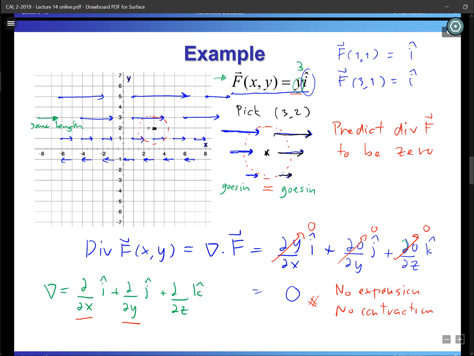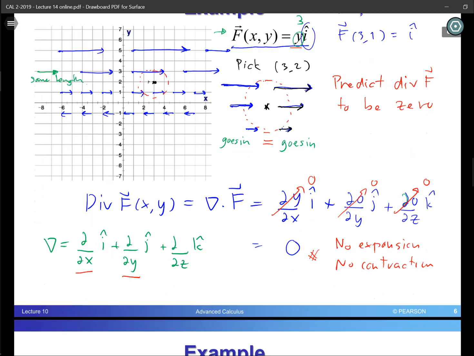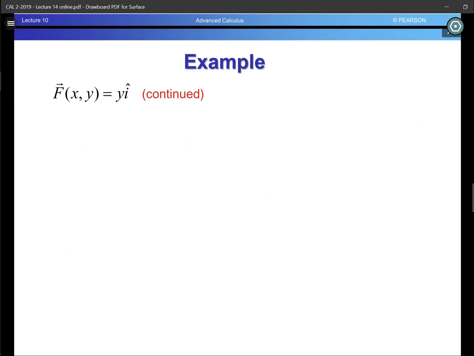All right. Okay. So this is the result for the first example in terms of divergence. Let's take a look at the curl of this example. Same example.